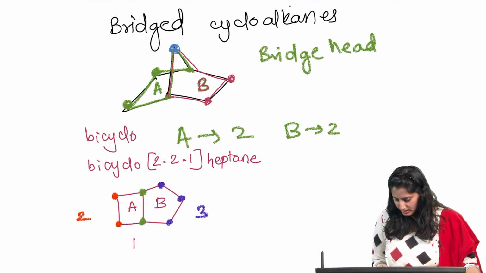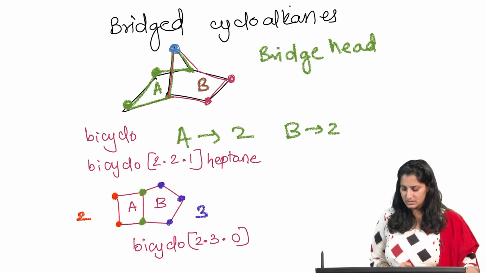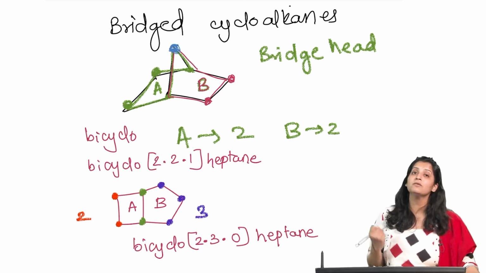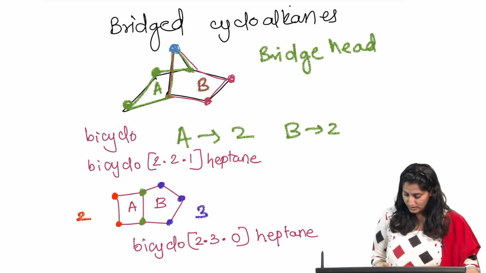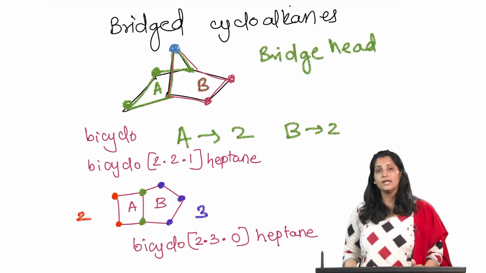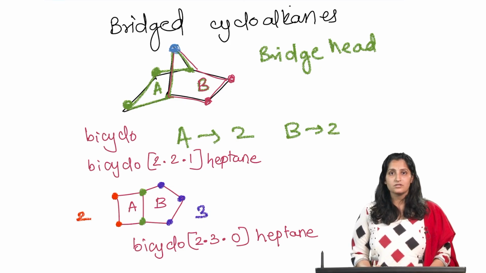So, this will be called bicyclo 2.3.0 because there are 0 carbons on the bridge, heptane, because if you count the total number of carbons, you have 7 carbons again, 1, 2, 3, 4, 5, 6, 7 carbons. Okay. So, that is how we name the bicyclo compounds.